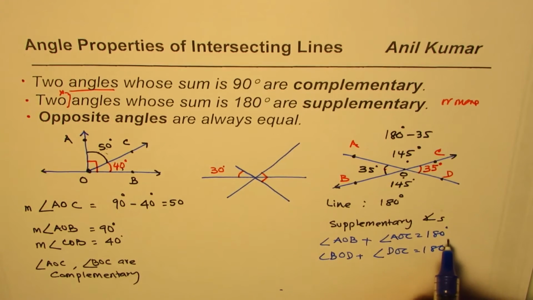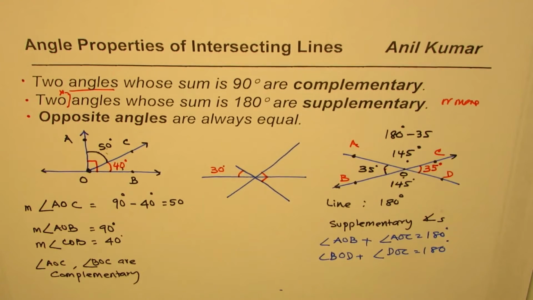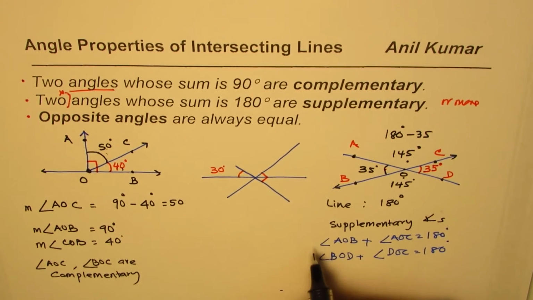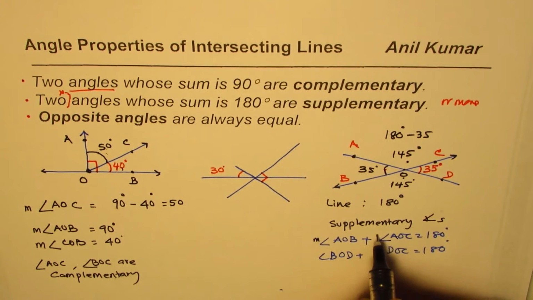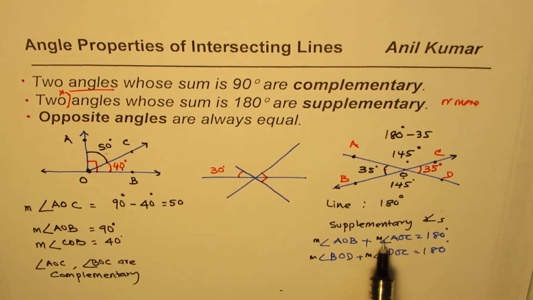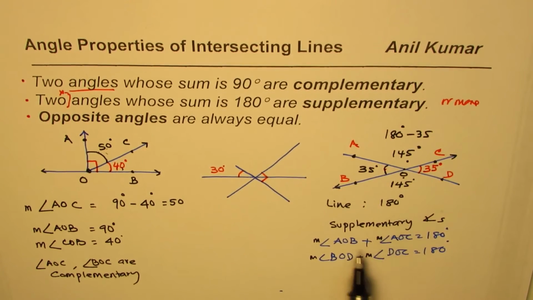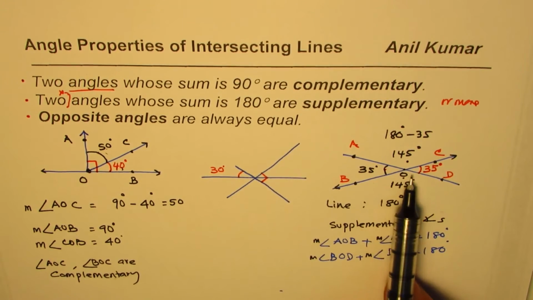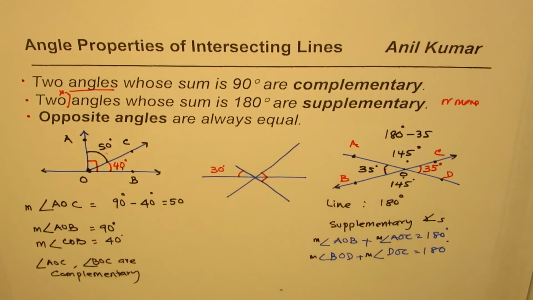is also 180 degrees. Most of the time when we are writing the measurement of an angle, we write M here, right? So that M means measurement of angle. If it is not written and the equation is written without it, it is understood to be the measurement of the angle. Okay, that's important to understand, right? So these are two sets of supplementary angles, and here we have two angles whose sum is 180 degrees.